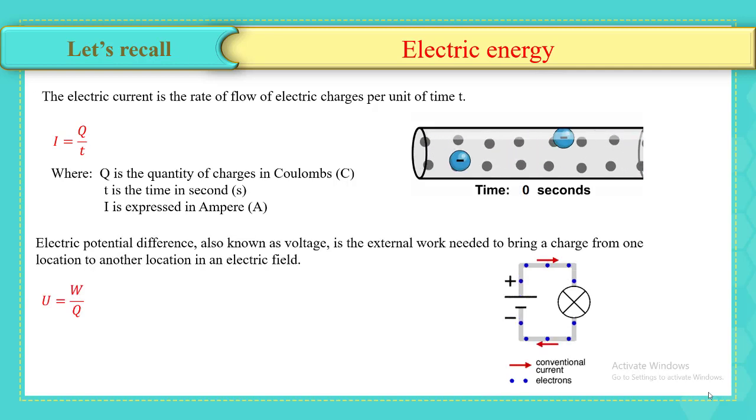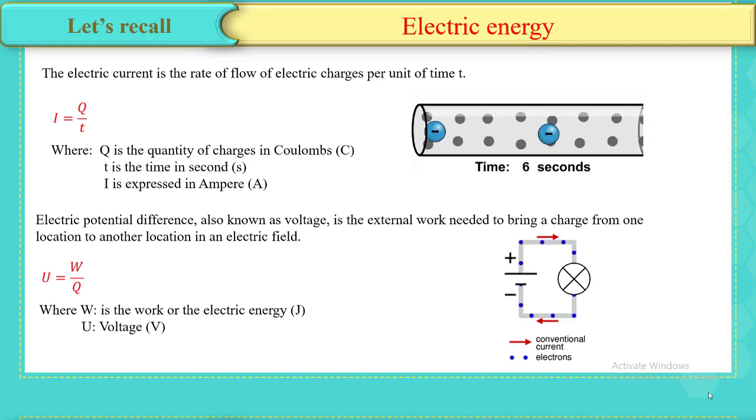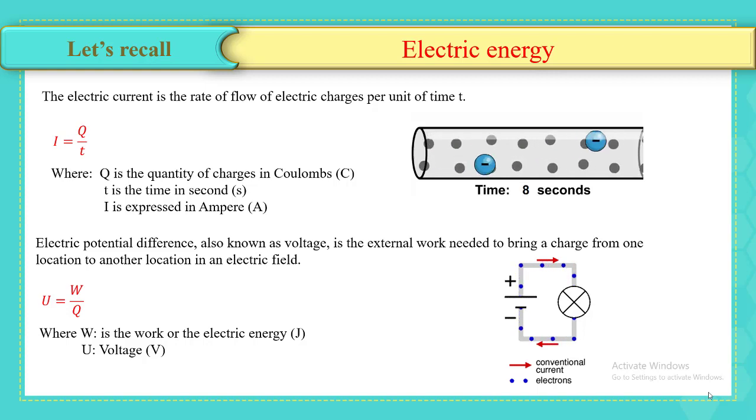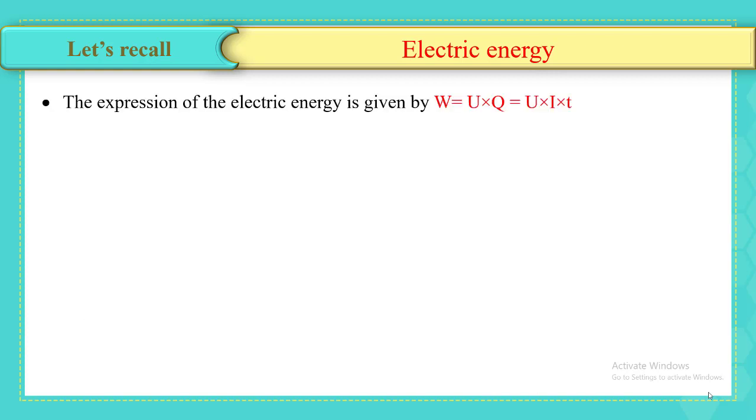The electric potential difference, also known as voltage, is the external work needed to bring a charge from one location to another location in an electric field. Its expression is defined as U equal W over Q, where W is the work or the electric energy in joule and U is the voltage in volt. Note that the current is always directed from positive plate to negative plate, and it is opposite to the direction of the electron. The expression of the electric energy becomes W equal U times Q, so it is equal to U times I times T.